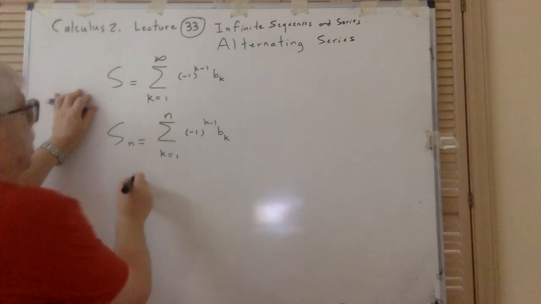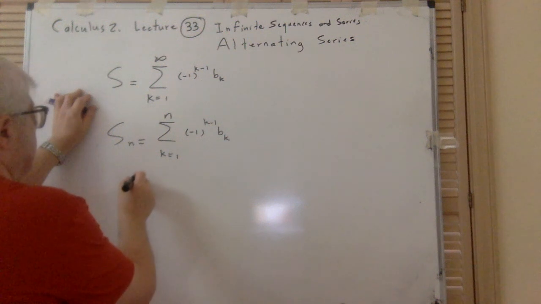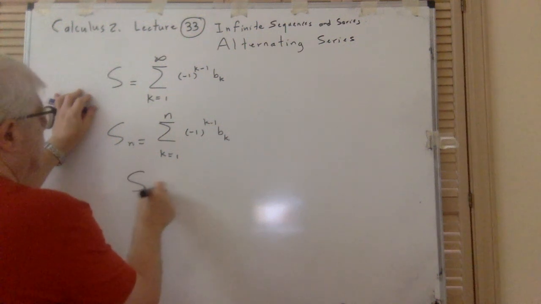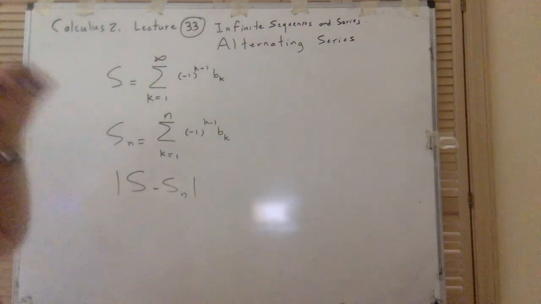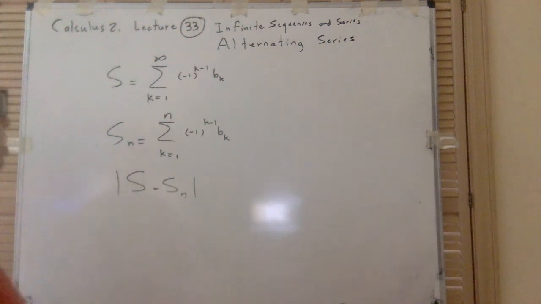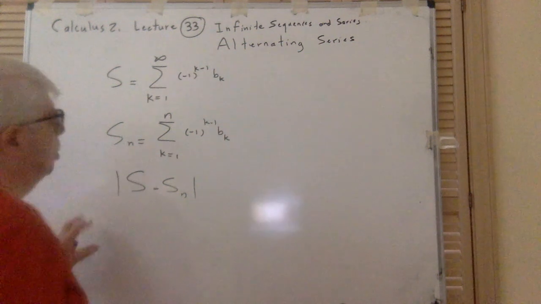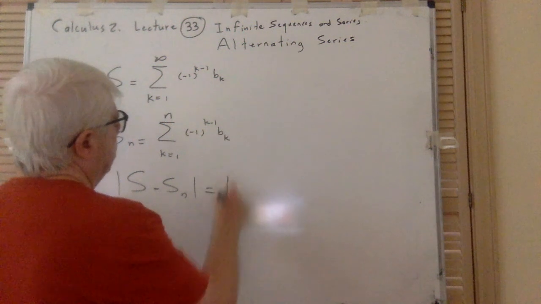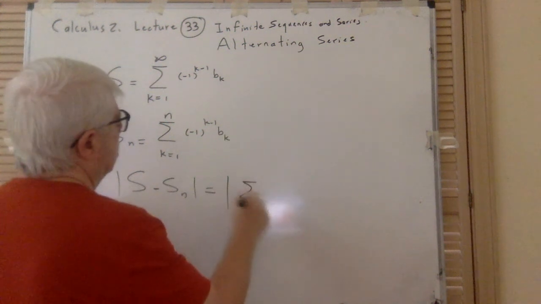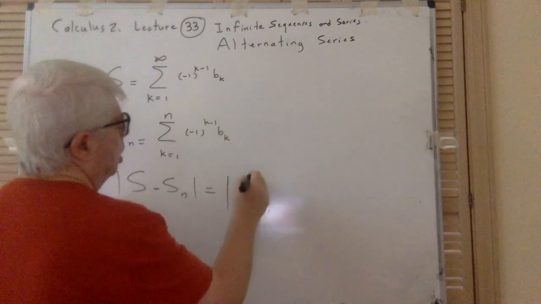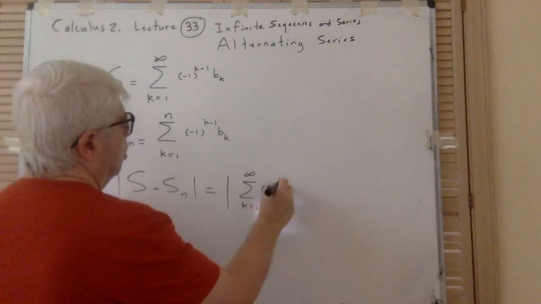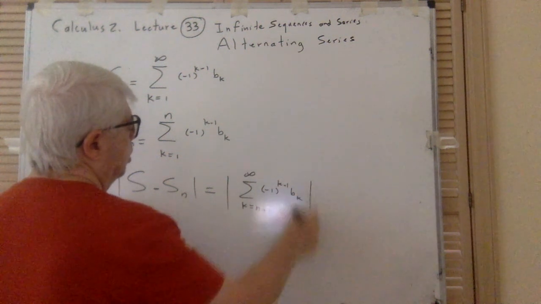Now, what is S minus Sn? Right? So what is S minus Sn? If I write this, this will be absolute value. So this is sigma k from, in fact, it starts at n plus 1 and goes to infinity, of (-1)^(k-1) bk. Right?